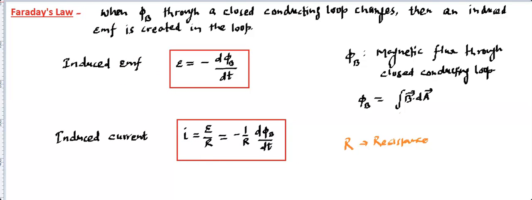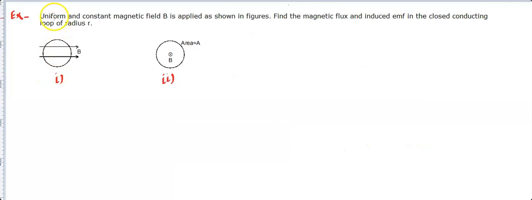Now we will be trying to apply this law. So let's consider this example. It says a uniform and constant magnetic field that has been applied. As shown in these two figures, we need to find the magnetic flux, and we need to find induced EMF in these two conducting loops, or the two cases that have been shown to us. So we can think about them.